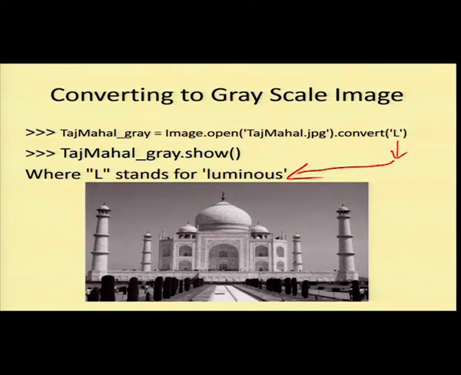Okay, sir. If I am going to give like this, will it get displayed in gray color? Definitely not. You are supposed to use show. Taj Mahal underscore gray is the name of the variable dot show. When you give the show only, you will get this Taj Mahal image in grayscale.